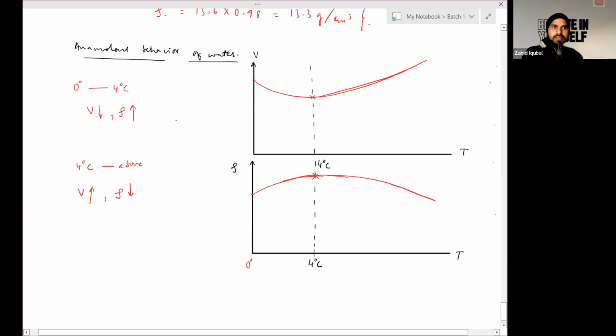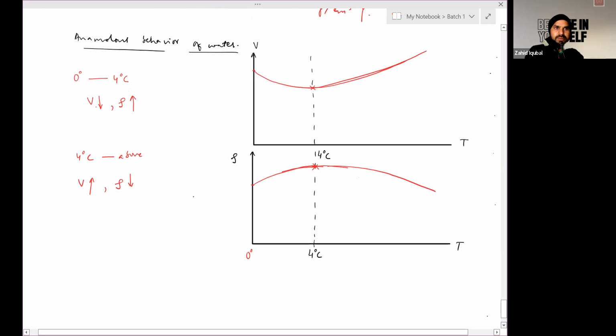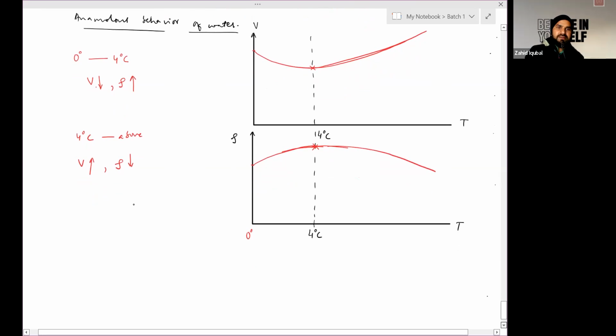This behavior leads to the existence or survival of aquatic life. Otherwise, it will be very difficult for them to survive underwater. You'll say why? Suppose this is the surface of water in any ocean or water body.